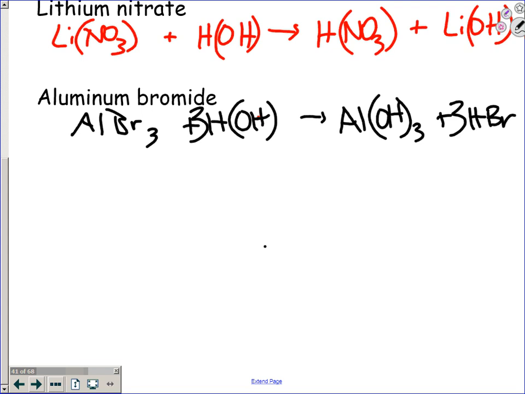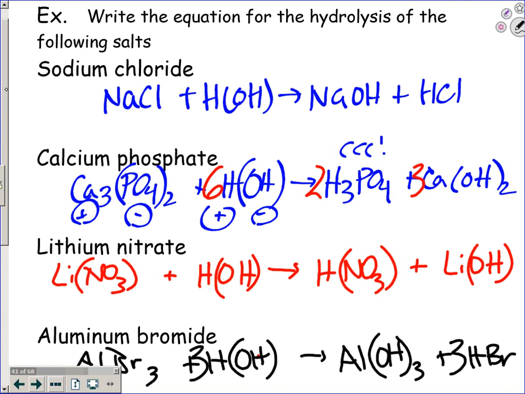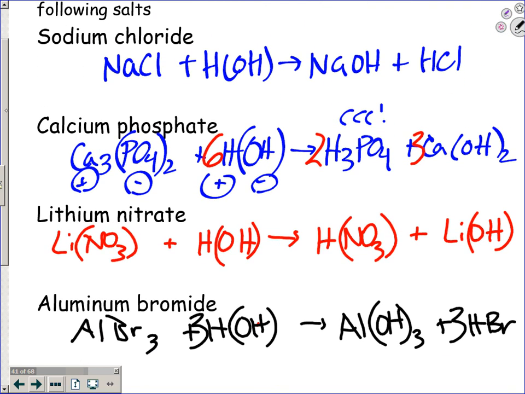Remember the big deal here is crisscrossing charges, and I will only say some salt is hydrolyzed or it's undergoing hydrolysis. You have to understand that needs to add water as a reactant. When a hydrolysis reaction occurs, it's just the salt going in the water making salt water. Salt is a generic term for an ionic compound.